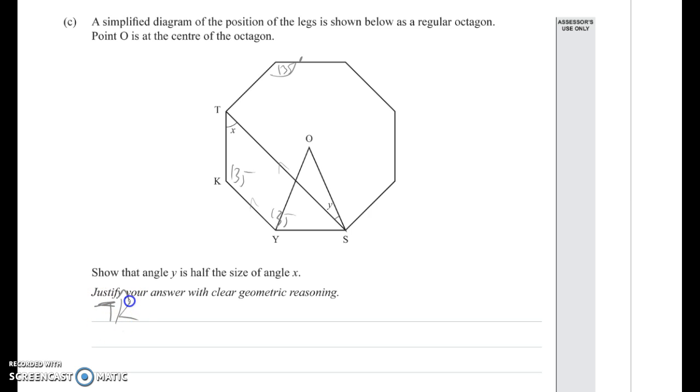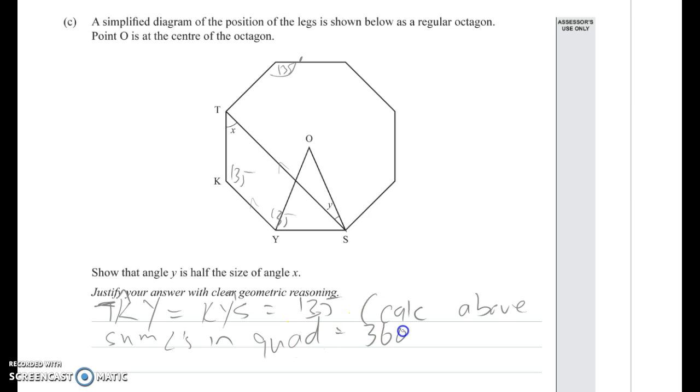TKY equals KYS equals 135. Sum of angles in the calculation above, just to say that we have done it. Sum of angles in a quad equals 360 degrees. So KX equals 360 degrees minus 270, which is 135 times 2. And dividing that by 2, that gives me 90 divided by 2, which gives me 45 degrees. So I've calculated that x is 45 degrees.